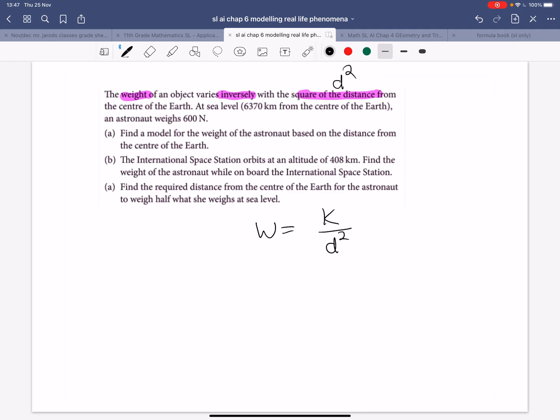Now, if you don't know what newtons are, that's okay. You just keep doing the problems and go, I don't know what N means, but I'm going to just use that as my definition. So the weight is 600 equals K divided by the distance, 6,370 squared. Okay, so our number is going to be gargantuan.